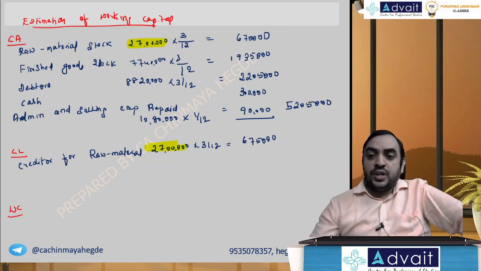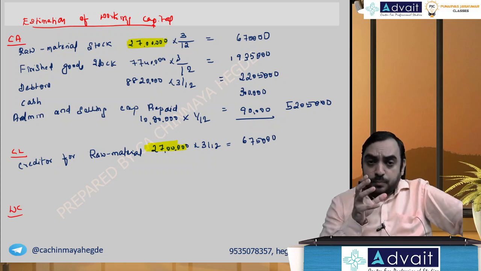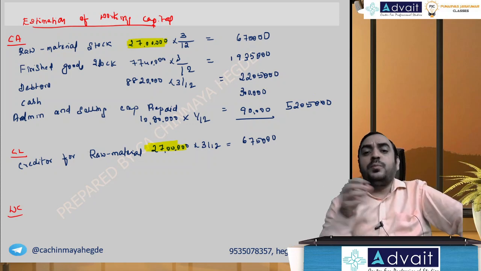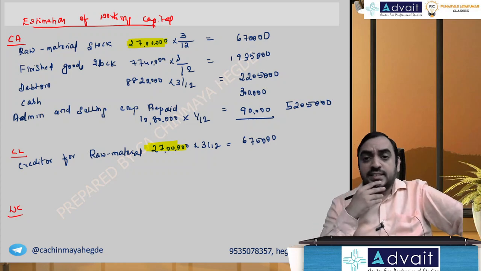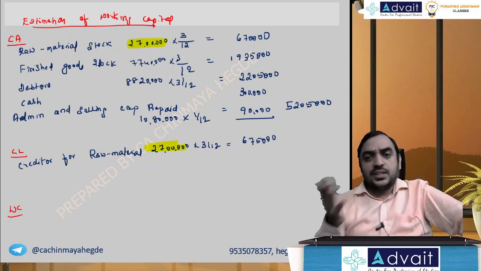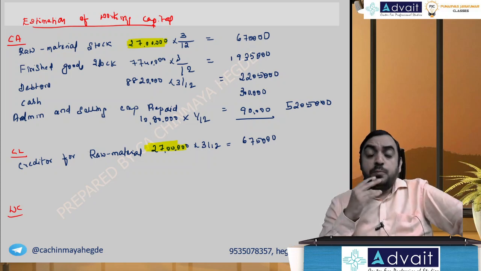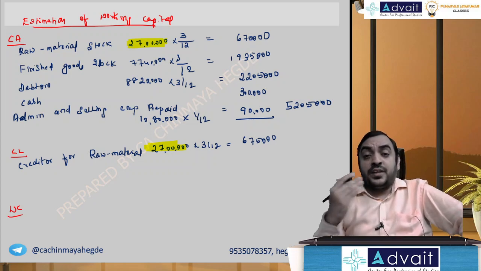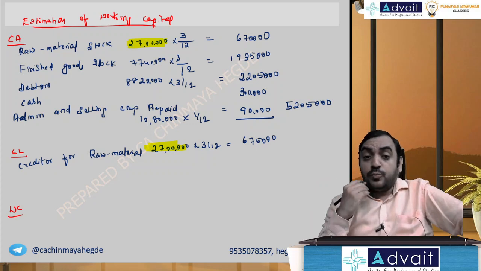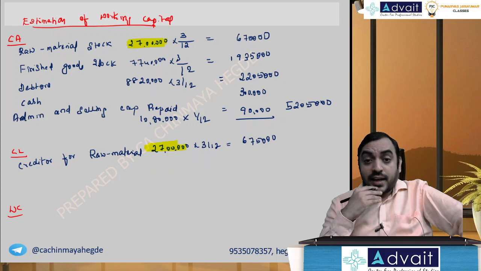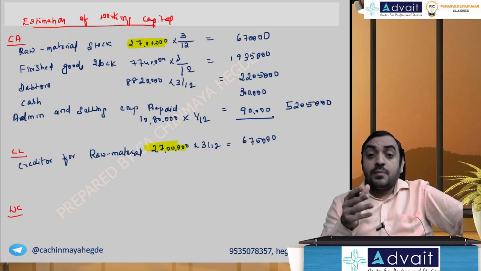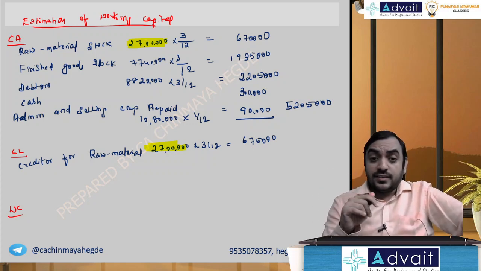In this question, we have no information regarding purchase. But more importantly, opening stock and closing stock both will be equal. So for this reason, purchases and consumption both will be equal. But in some problems, especially in a newly formed company, they will not have an opening stock, right? So what will be your raw material purchase during the year? It will be 27 lakh.